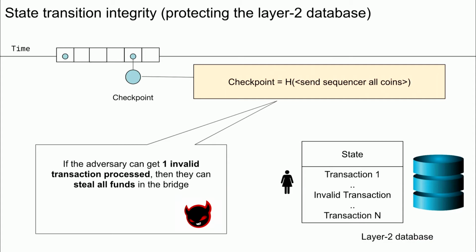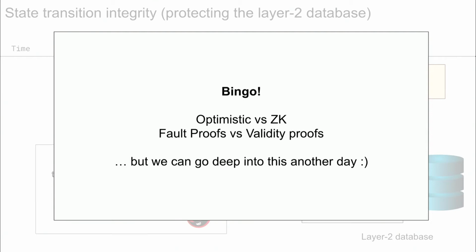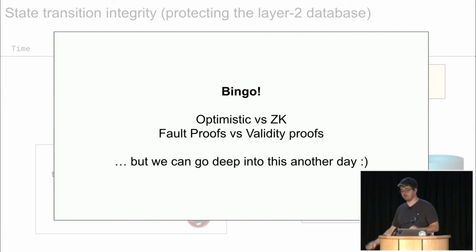And the way we solve it is, bingo, sort of the optimistic versus the ZK, the fraud proofs versus the validity proofs. This is actually the one topic that everyone talks about, but there's only one problem in the space. And so I won't go into detail here, because obviously there's not much time. But when you hear fraud proofs or validity proofs, they're trying to solve this one problem.